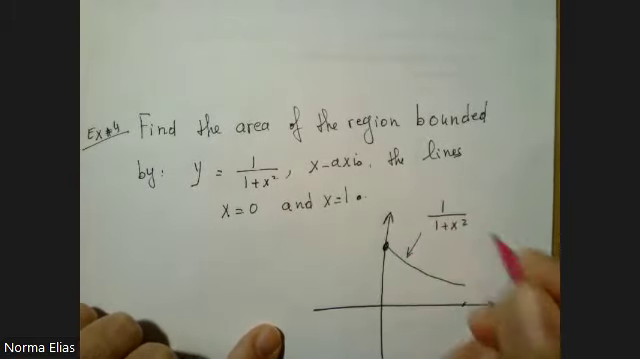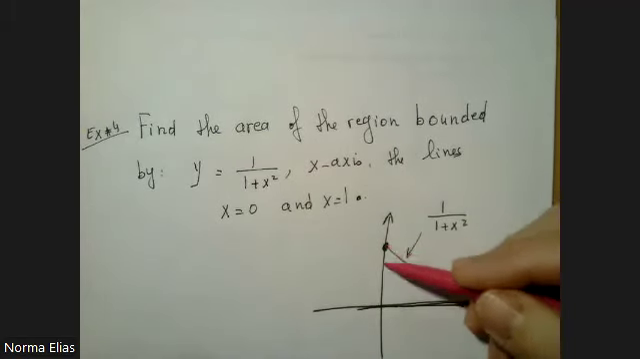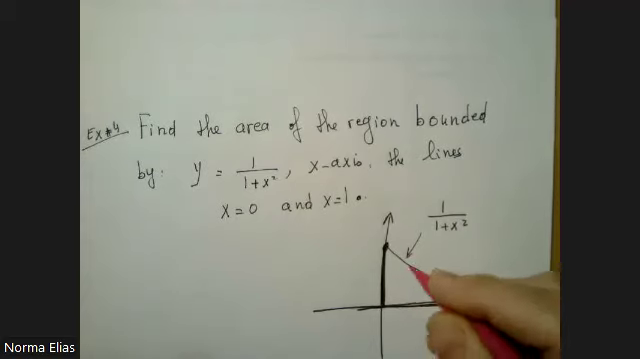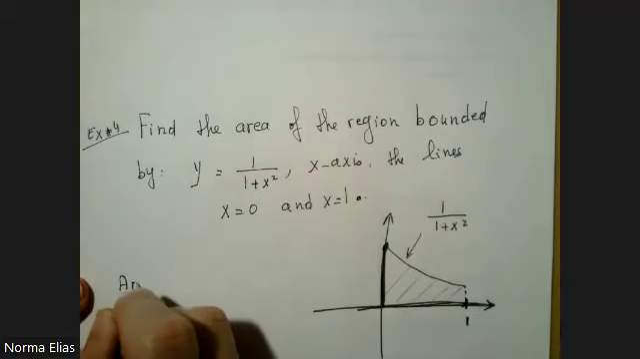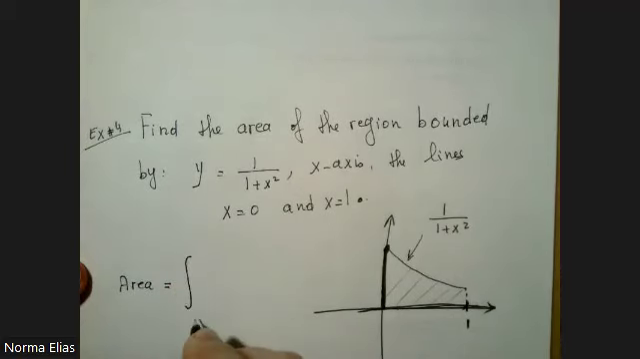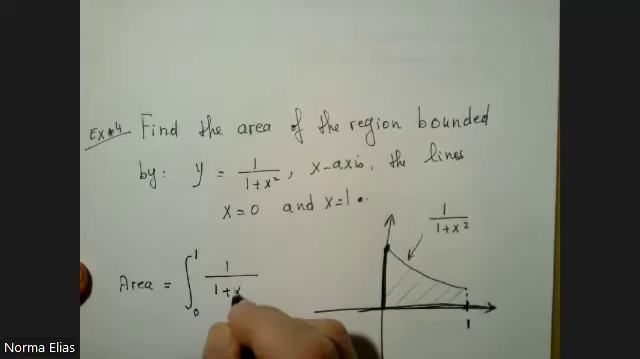And the region is bounded by the graph, the x-axis, that's what we mean by this, x equal to 0, which is the y-axis, x equal to 1, which is this right there. So I'm interested in this region. And the question is, find the area. Now, what is the area? The area is the integral from 0 to 1 of the function itself.